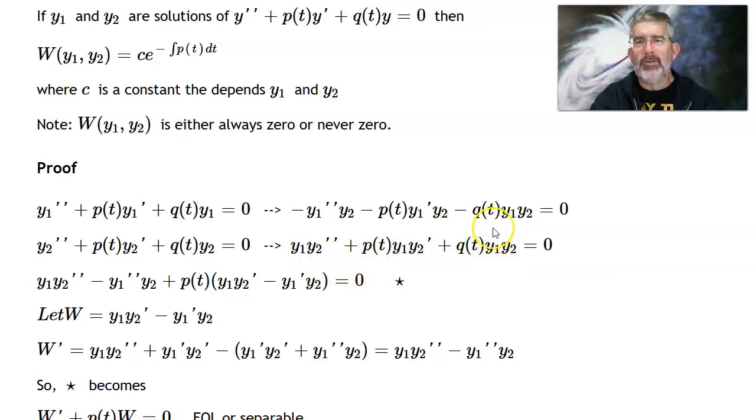What that accomplished was that these two terms here now look the same, one with a plus, one with a minus. So when I add those two equations, those two terms are going to go away. So that's what I want to do next, add those two equations. So here's the y1 y2 double prime, minus the y1 double prime y2, so that was this one and that one. And then there are two terms that have a p of t in them, and I factored that p of t out. So you get a y1 y2 prime here, and then a minus y1 prime y2 there. Okay, and of course 0 plus 0 is 0. I put a little star right here at the end because I'm going to reference back to this equation later.